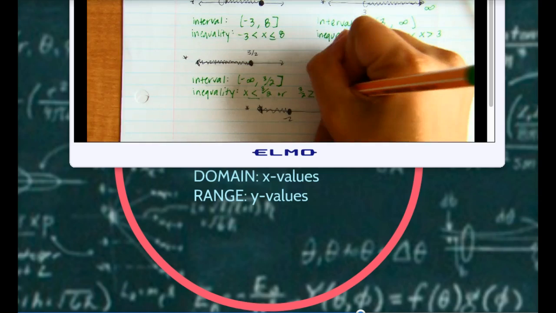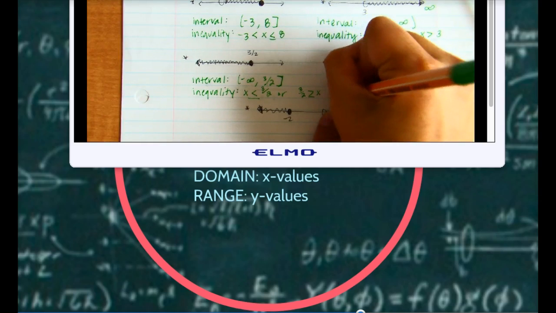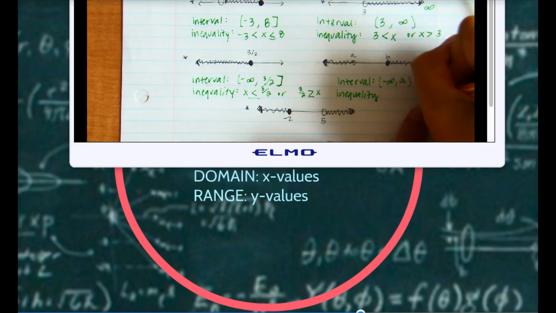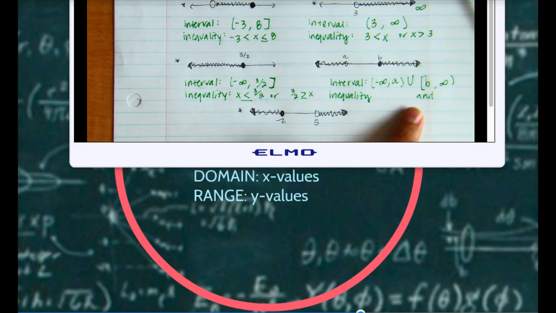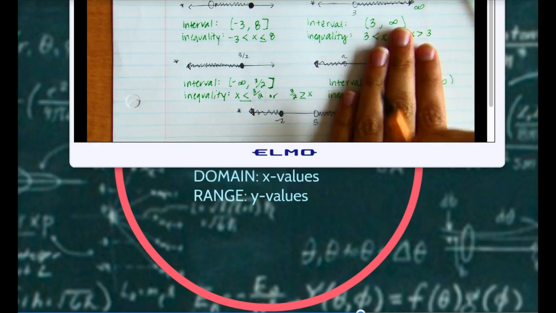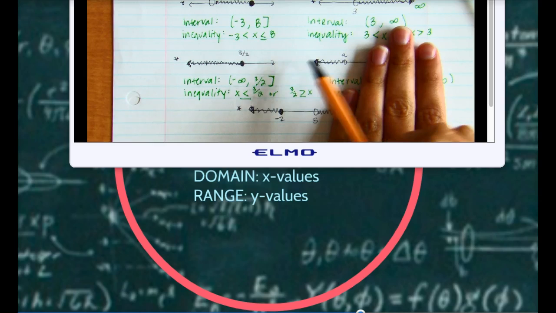For inequality notation, instead of having a union in between, I'm going to write "and" to separate my two inequalities. So looking at this first one, I've got x is less than a.